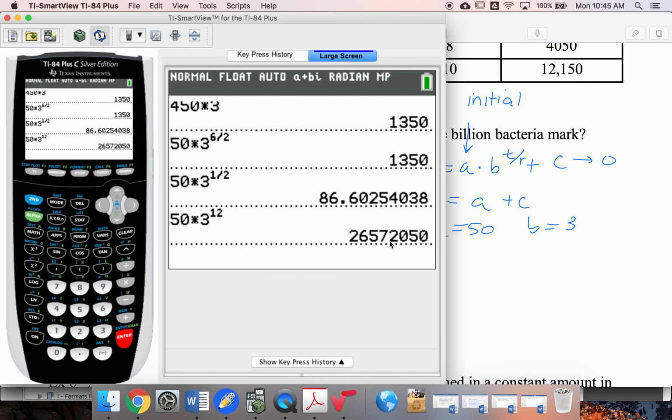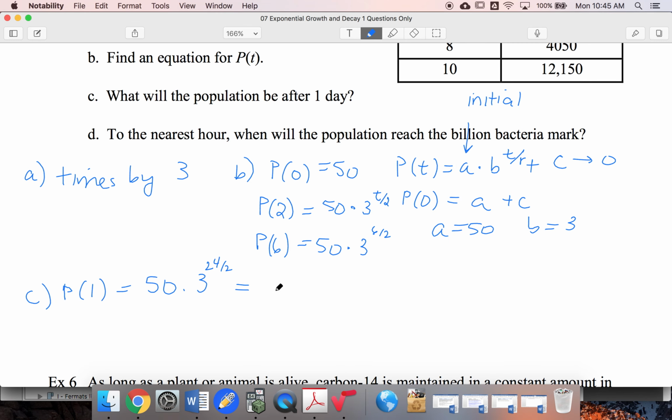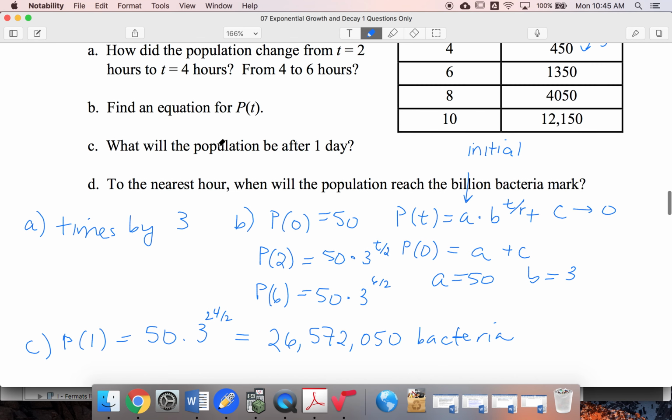All right, 50 times 3 to the 12th gives 26,572,050 bacteria. I'm not rounding to 3 significant figures here because this is an exact value of bacteria.